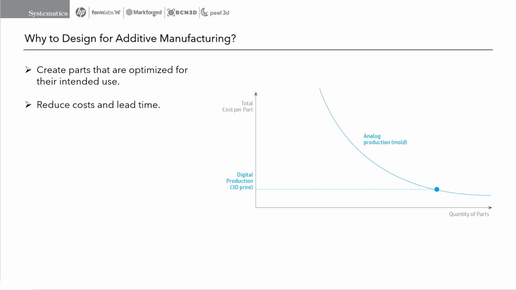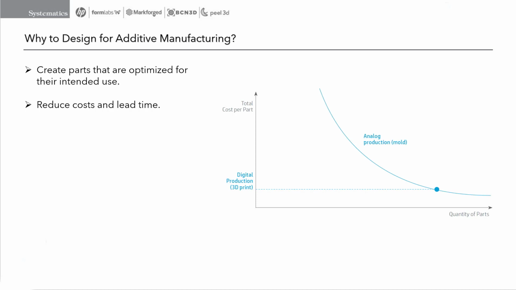So, why is it important to use the DfAM approach? When using DfAM, we will get better parts in terms of functionality, reduced weight, and increased mechanical properties, while also reducing cost and lead time. Reducing cost by minimizing material usage and in some cases reducing post-process time.